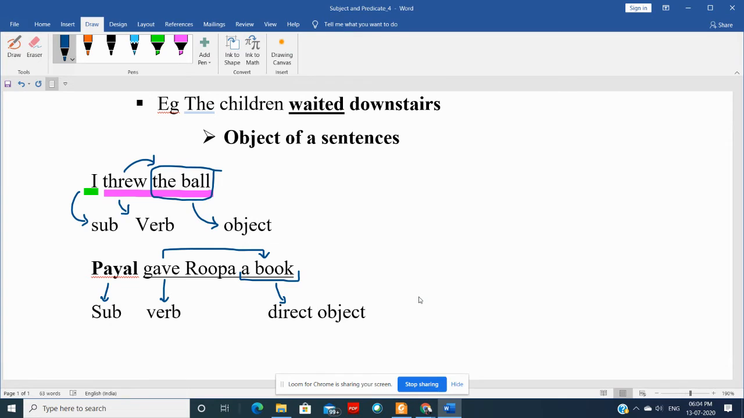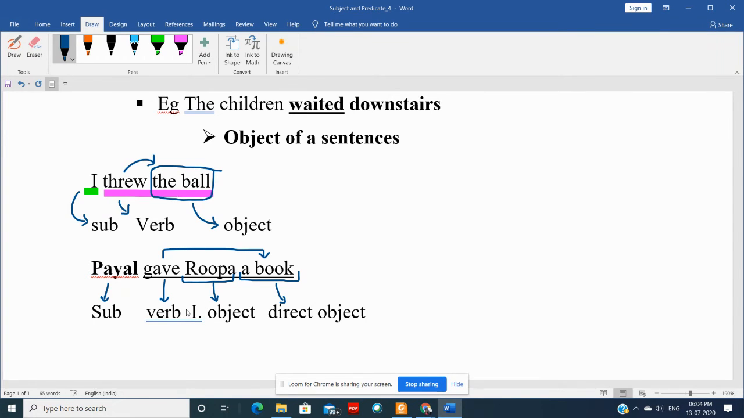Direct object. Because when we ask question to the verb, directly we get this answer, give what? A book. That's why this became the direct object. So now what about this Rupa? Poor Rupa, what did she do? She is also something. So this Rupa becomes your object, or you can say indirect object.